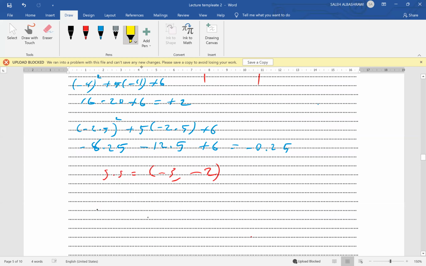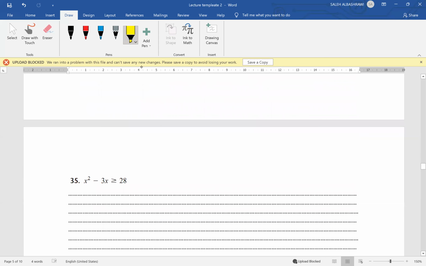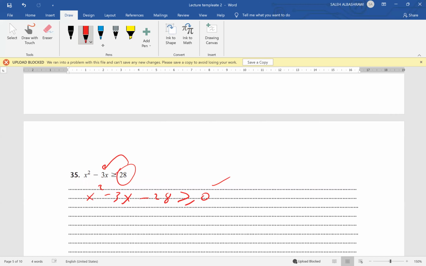One more example. I have x squared minus 3x greater than or equal to 24. We can see that the right-hand side is not equal to 0. So I have to move it to the left-hand side. So I have to write the inequality in this form. x squared minus 3x minus 28 greater than or equal to 0. Now the right-hand side is 0. So I can find now the critical values.